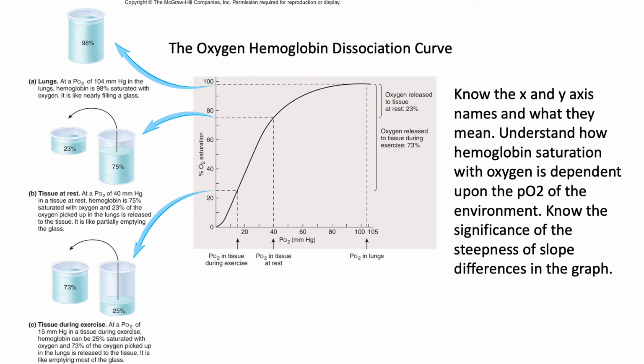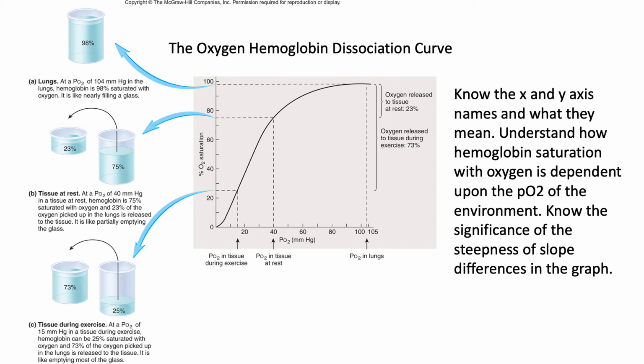So now, since we are under exercise, we leave those systemic tissues with less oxygen. We now leave 25% saturated instead of 75% saturated. So we've dropped off an extra 50% of the oxygen that we were carrying when you go from tissue at rest to tissue under exercise.